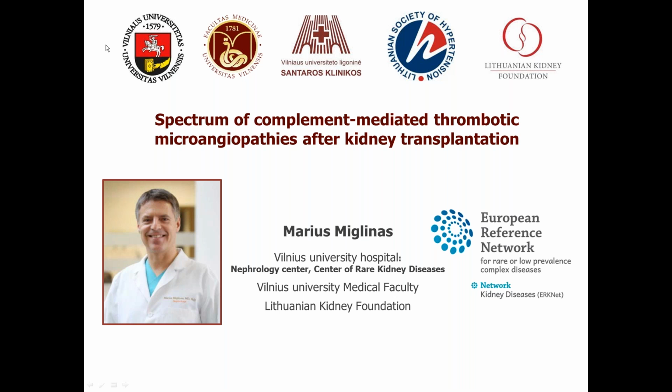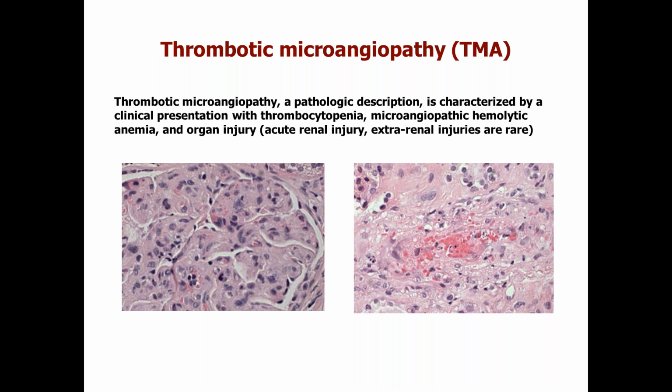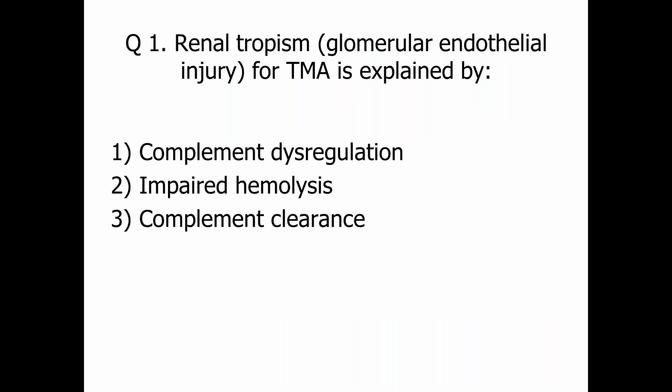As you all know, thrombotic microangiopathy is a pathological description, and the clinical presentation usually is thrombocytopenia, microangiopathic haemolytic anemia, and organ injury. It's very interesting that nephrologists are involved very often in care of these patients because acute renal injury, or in some instances chronic smoldering renal injury, is very common, and extrarenal injuries are rare. In this regard, I would like to ask the audience, why do you think thrombotic microangiopathies are so tropic for kidney? Why is glomerular endothelial injury so often?